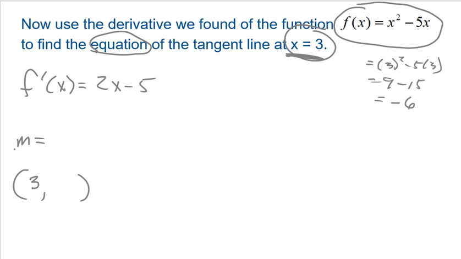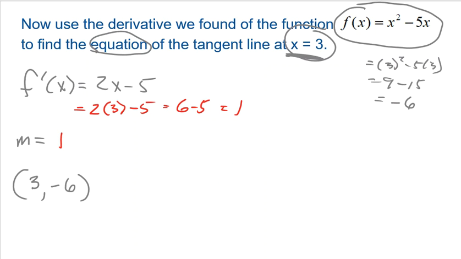Again, this is a great problem because it reminds us what functions do. They find y coordinates. So I know x is 3, plug it into the original function to get my y coordinate. Pretty easy. Now I need my slope. How do I find my slope? That's what the derivative's for. A derivative can find the slope at any given value. So I'm going to plug 3 into my derivative. That's going to be 6 minus 5, or 1. There's my slope.